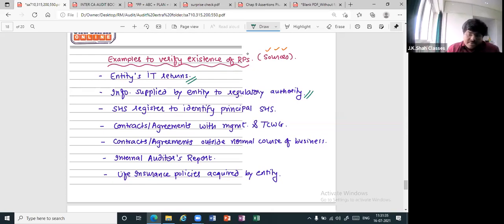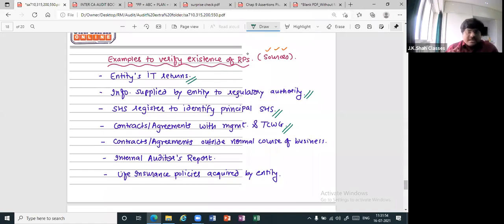Then ultimately I hope that becomes a related party because you have controlling ownership. Shareholders register to identify principal shareholders. So again, you will come to know how much shareholding is there. Thereafter, contracts or agreements with the management and TCWG. So ultimately, if you have entered into any transaction with the management and TCWG, there is a chance that it may be to a related party.